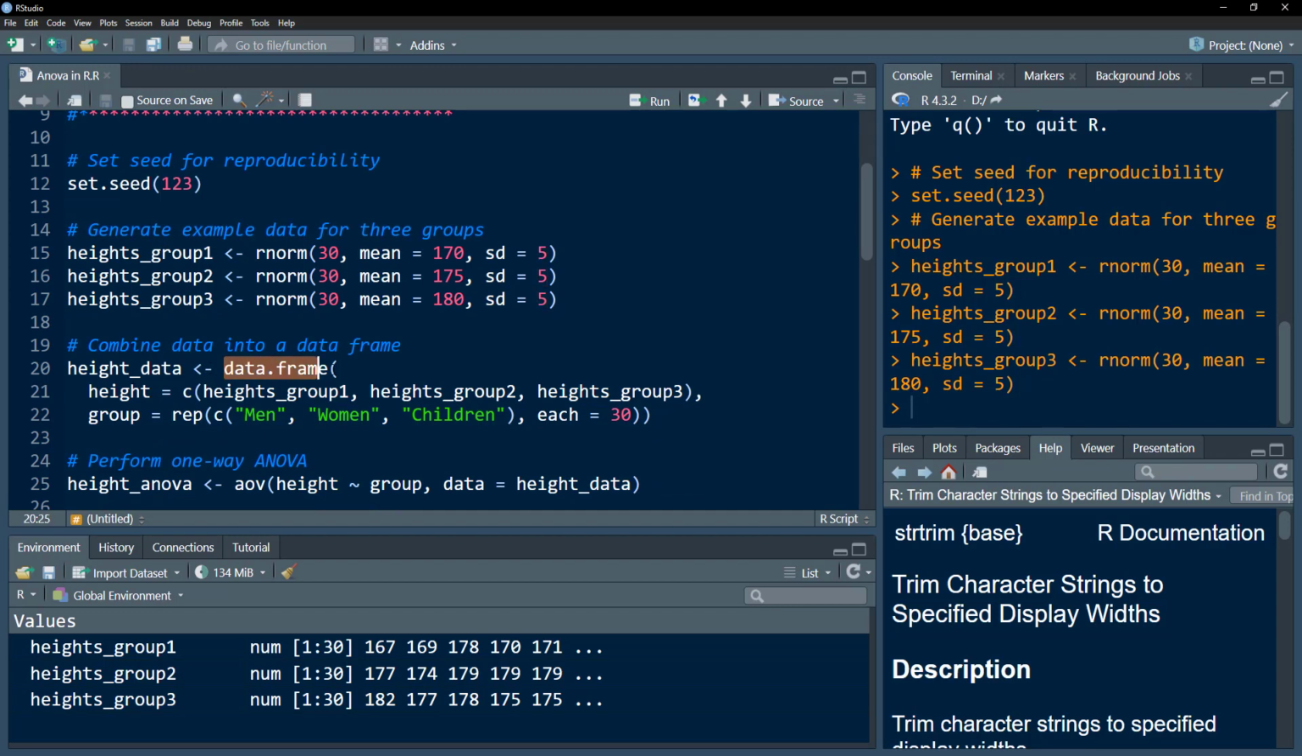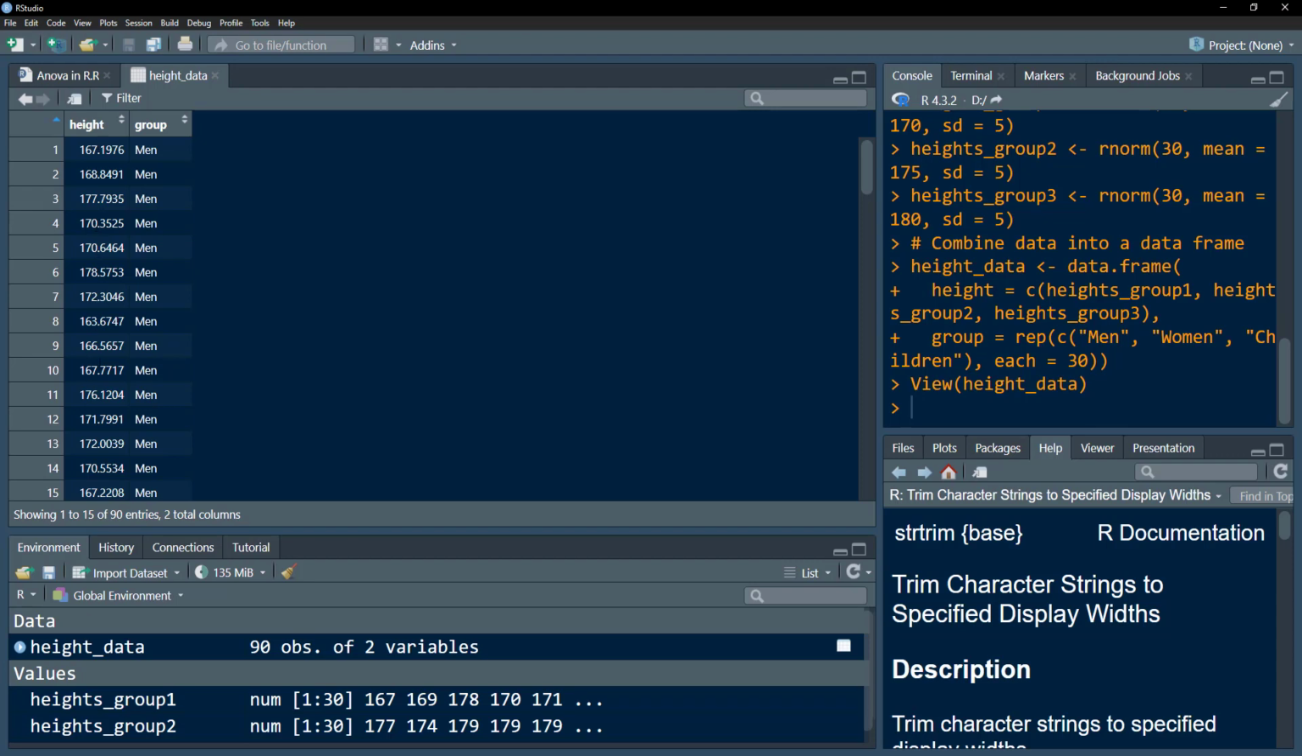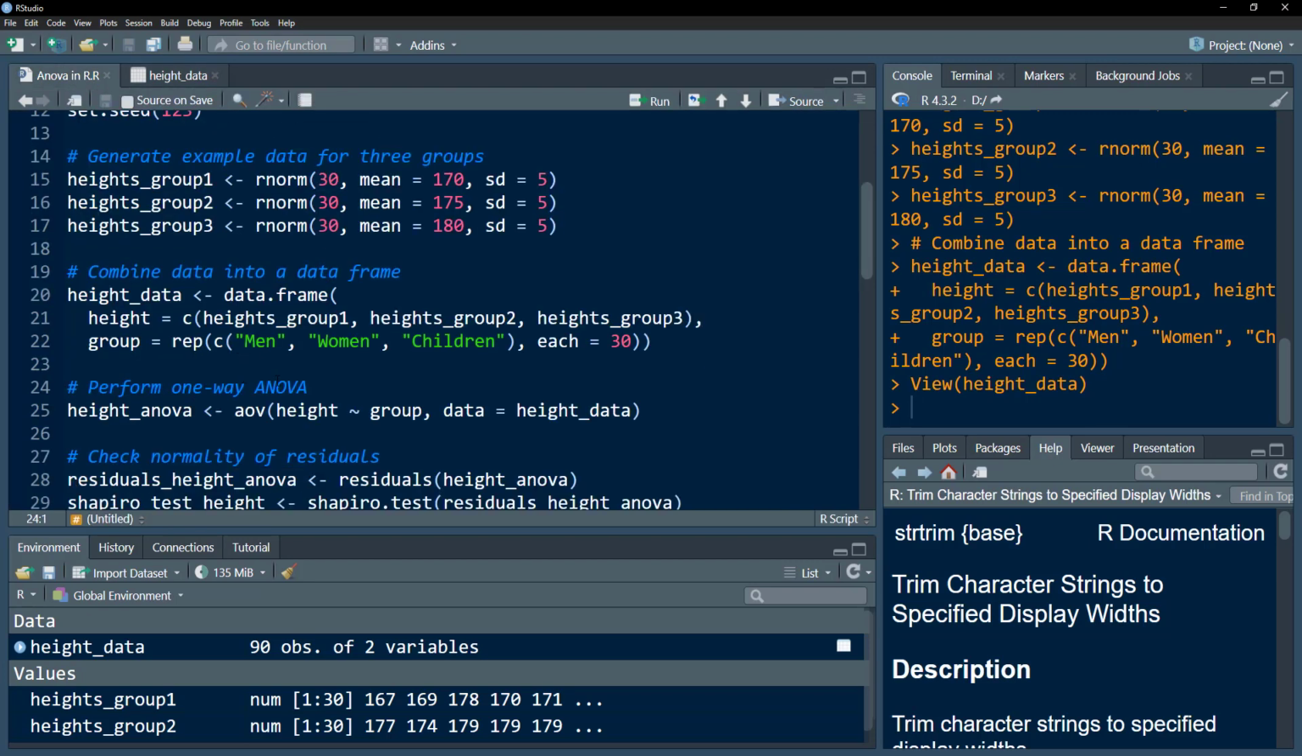And let's create a data frame that would contain two variables. The first one is height, and it would contain the height of these three groups that we have generated in a random distribution using the random distribution function. And we would have three groups, that is man, woman, and children. Let's perform this command, and we have this heights data where we have the height of different individuals: man, woman, and children. And we would perform this one-way ANOVA on these three categories.